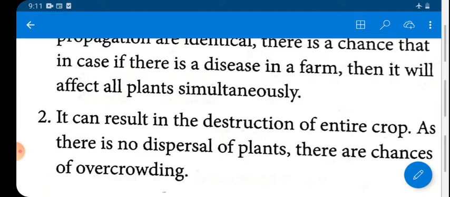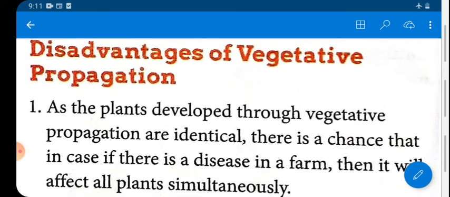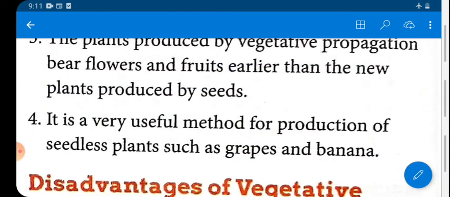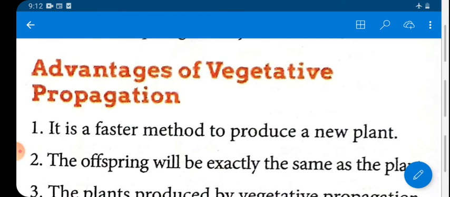this situation takes place, so what is the result? The result is destruction of entire crop. As there is no dispersal of plant, there are chances of overcrowding. Because there is no dispersal of plants taking place, that's why there is a big chance of overcrowding. Overcrowding होने के भी chances बढ़ जाते हैं. So this is disadvantage of vegetative propagation, and it was about advantage of vegetative propagation.